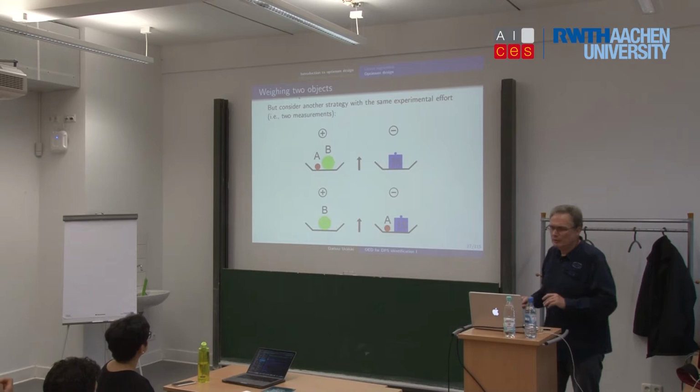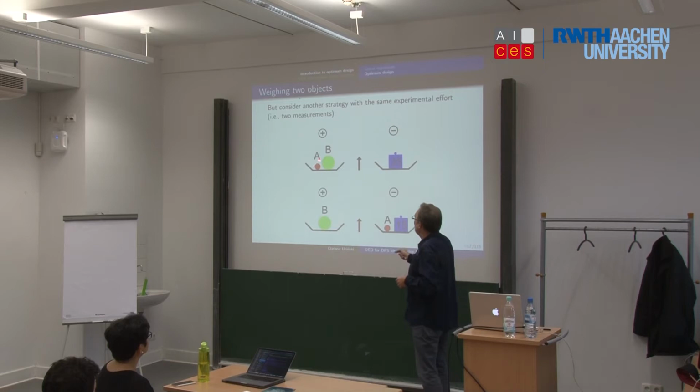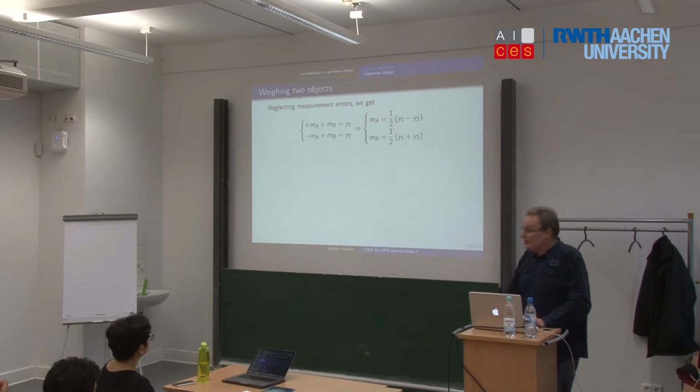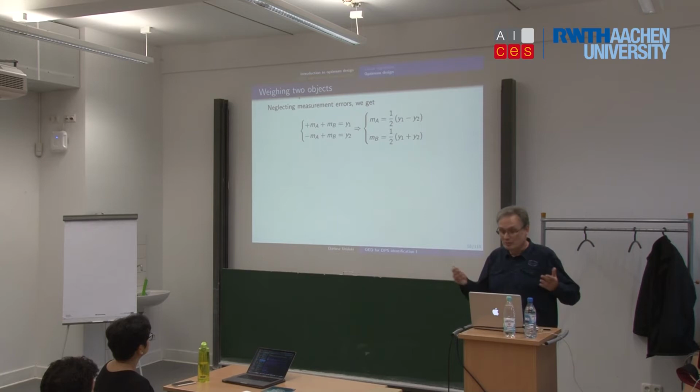Now let's measure the masses of the two objects in combination. We put objects A and B on one pan and measure how it weighs, and then we put them on different pans simultaneously, and we put here another standard weights. So now we have the following equations for the measurements. We can write the values for the masses as the following functions of the measurements. So it's just solving a system of linear equations.